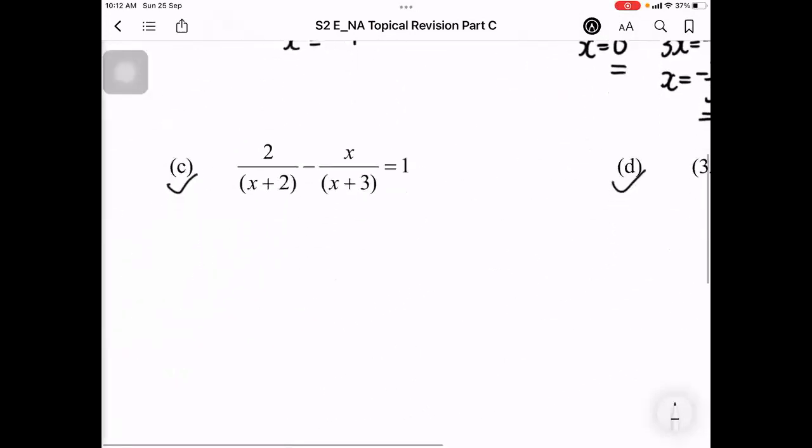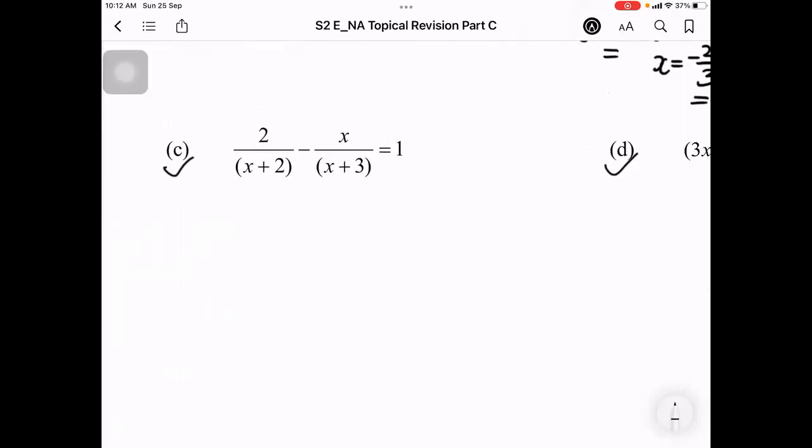Okay. Next one. Solving algebraic fractions together with equation. So this one needs the skill we revised yesterday.